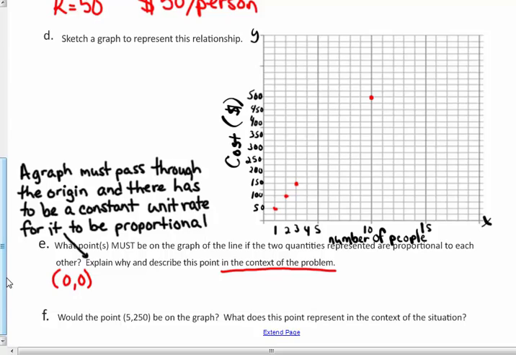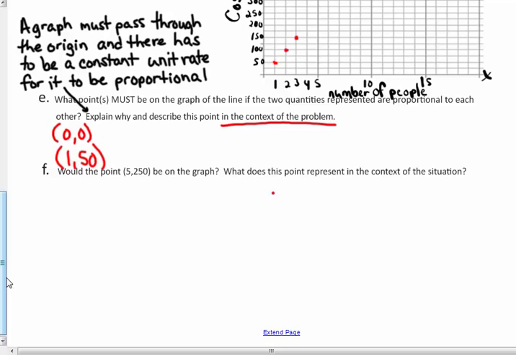So the other point that has to be on here is 1 and the constant unit rate of 50. That point has to be on the graph. Otherwise, it wouldn't be a proportional relationship. That's why it's on there. So 0, 0, the context of this problem. Well, if 0 people go to the park, it costs $0. 0 people cost $0. And you have to have both zeros.